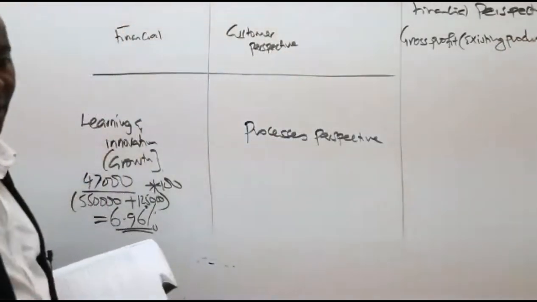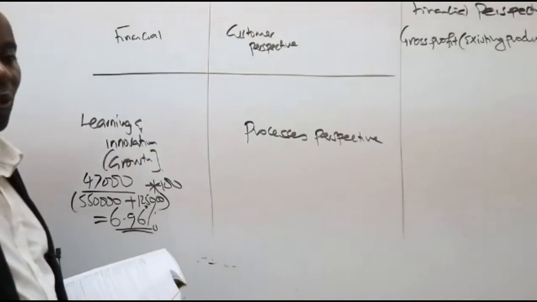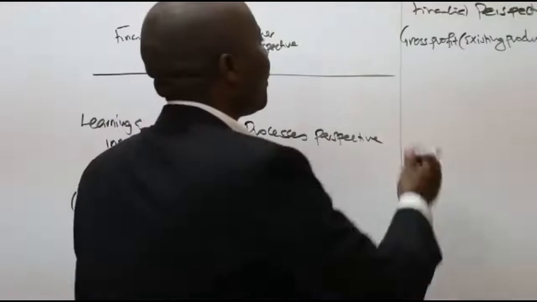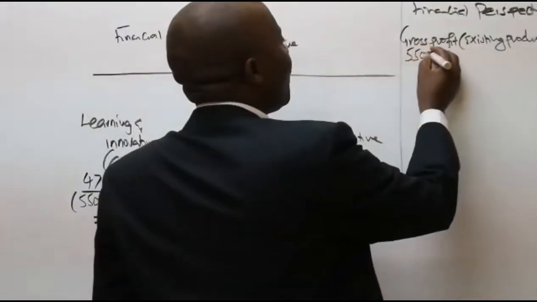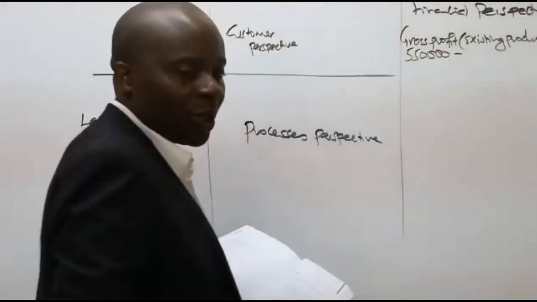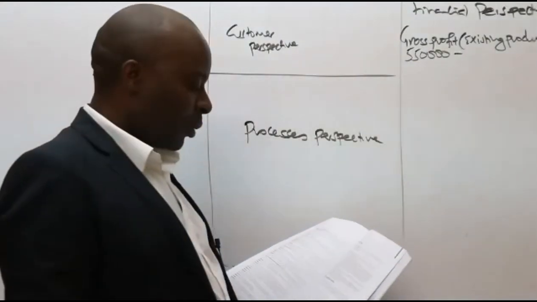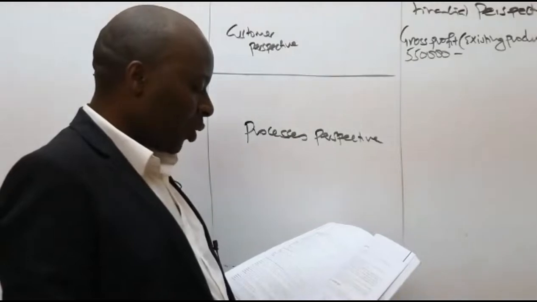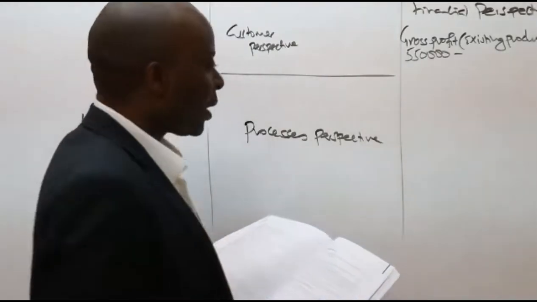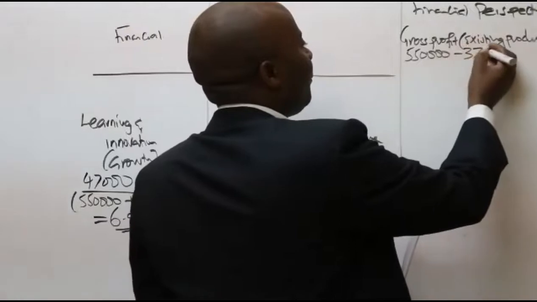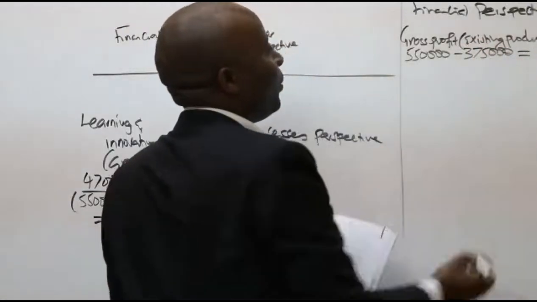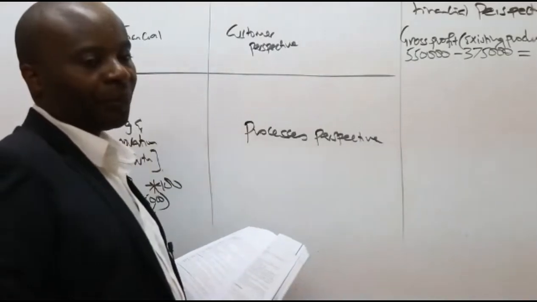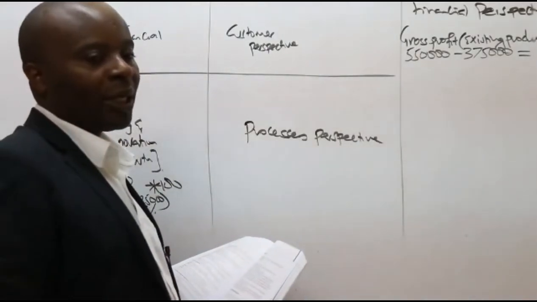Can someone tell me I should take what minus what? The gross profit, of course, I can see sales there, 550,000 for the existing product sales, minus the production cost. Production cost of how much here? Somebody, production cost of the existing product is 375,000. So could you kindly give me this answer? Gross profit of the existing product.